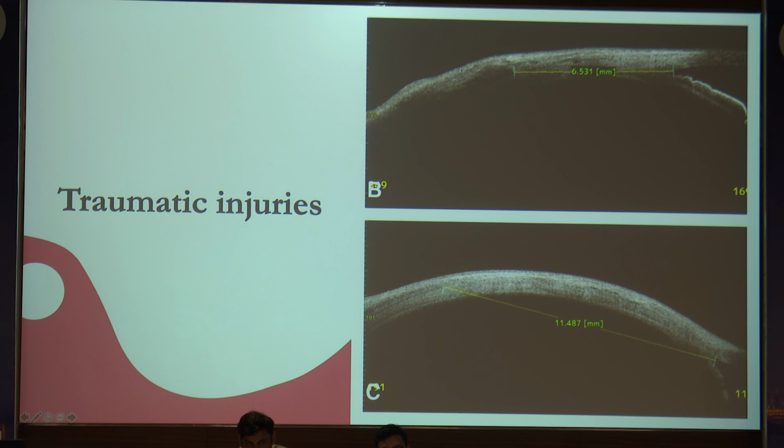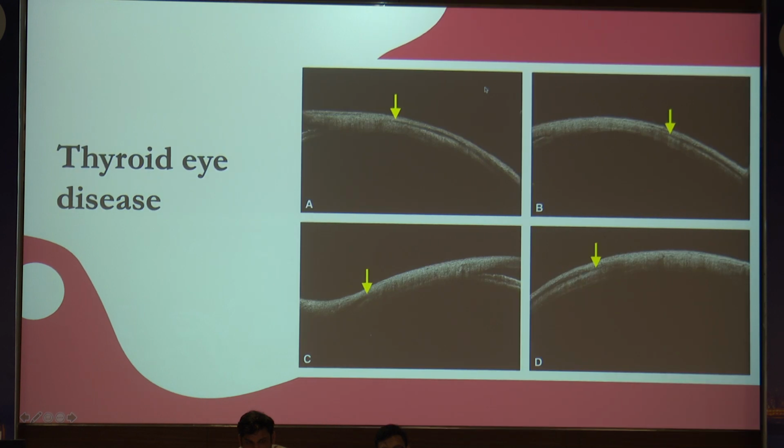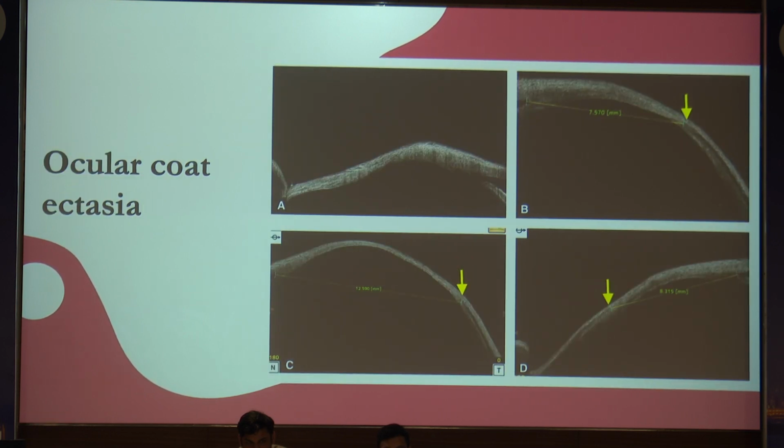Similarly, you can see this scarring again, right? The muscle is traumatically edematous, so that's why we're able to see a thickened contour. This is thyroid eye disease. In thyroid eye disease you can see how the muscle and even the tendon are affected. You can see thickened muscle tendon as well as belly, right? So these are some other unusual case scenarios.